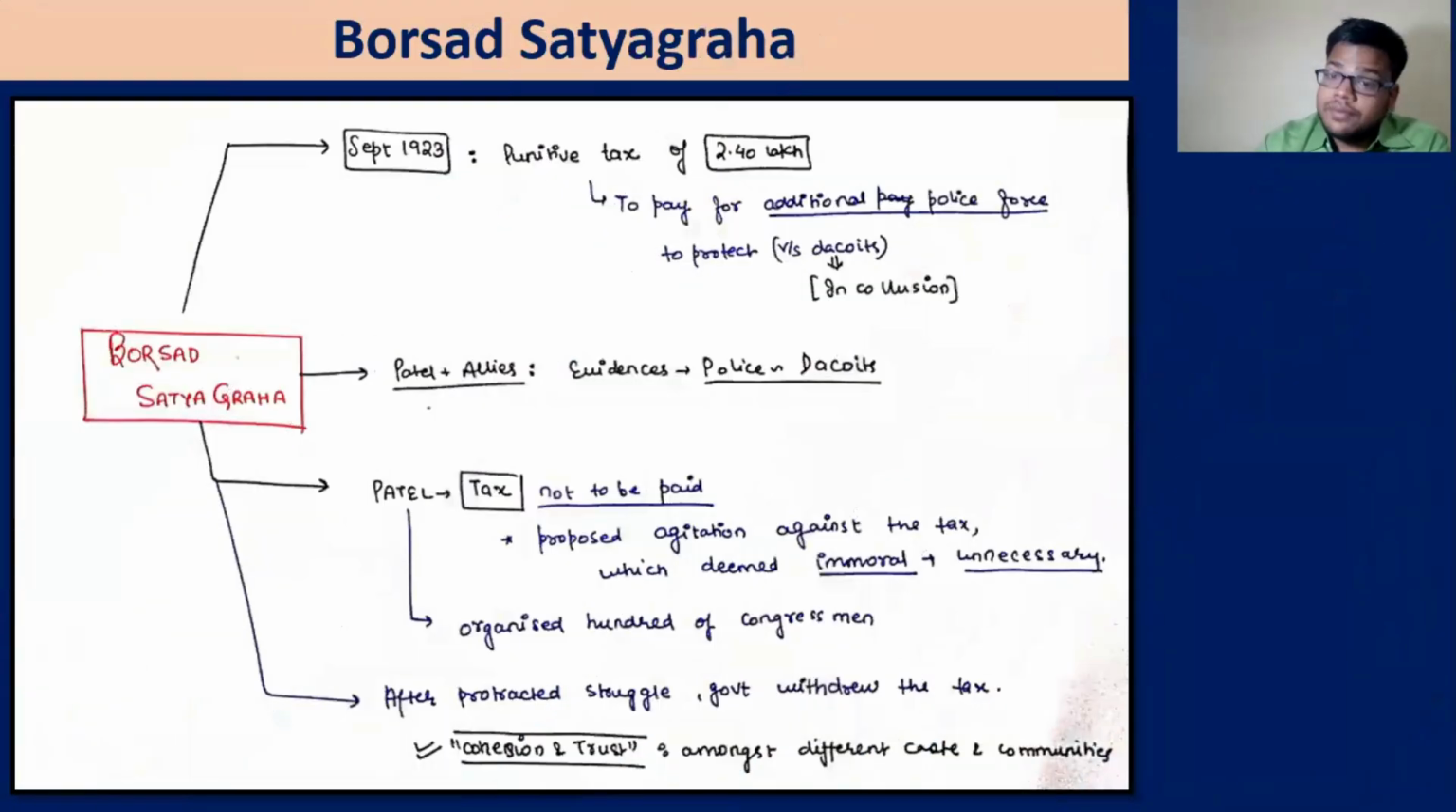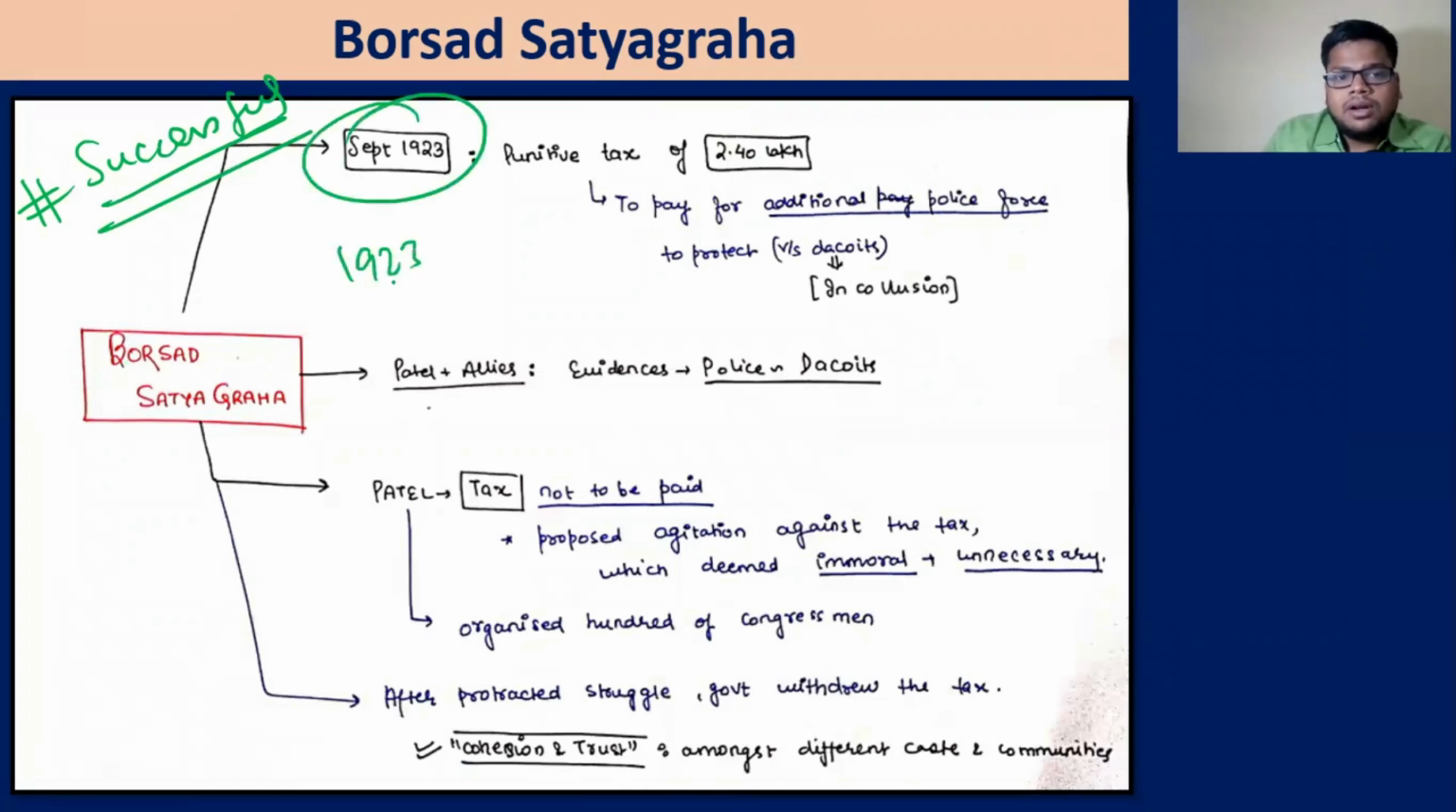Then Bardoli Satyagraha, a very important Satyagraha. Bardoli Satyagraha was said to be one of the very successful Satyagrahas. Right? It was led by Sardar Patel. So in September 1923, what happened? A lot of taxes were being imposed. Around 2.4 lakh rupees of taxes were being imposed on the people.